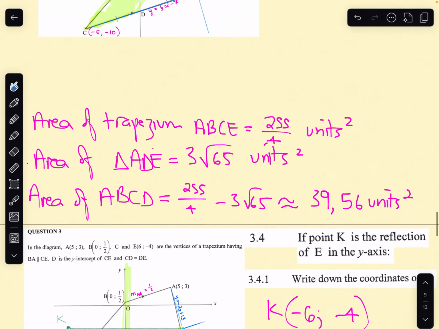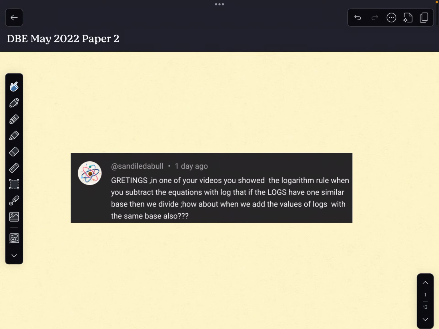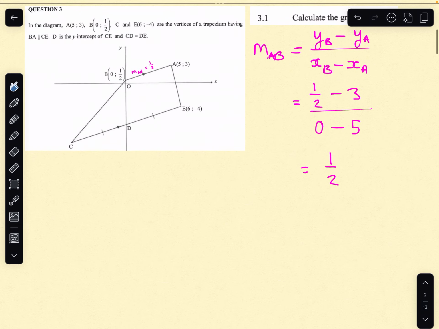Lots of weird looking answers. I'm hoping that I didn't go astray too much, if at all. Let's see what the memo has to say. The memo is on fire. Okay, right.